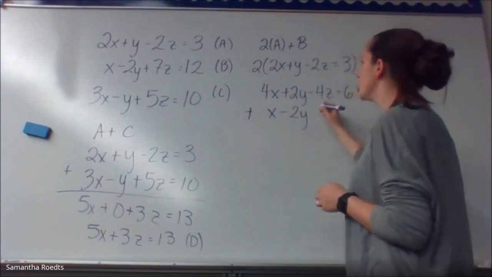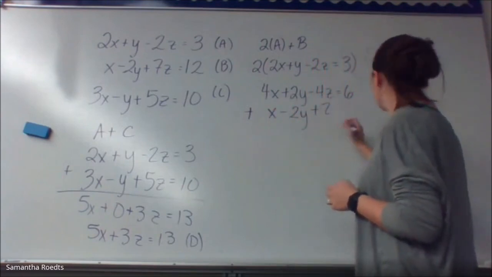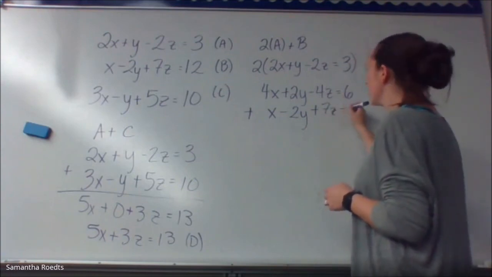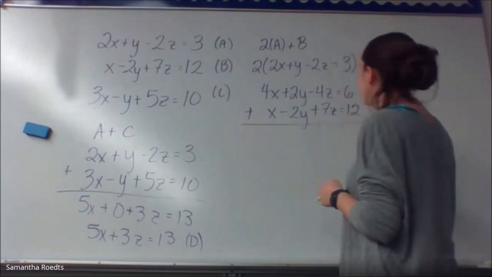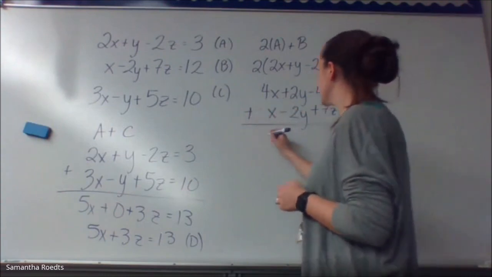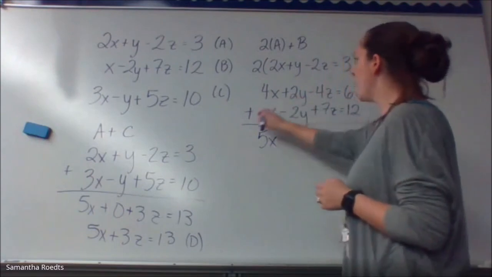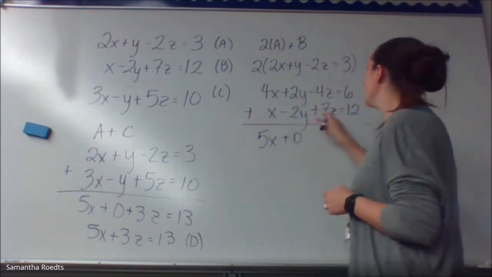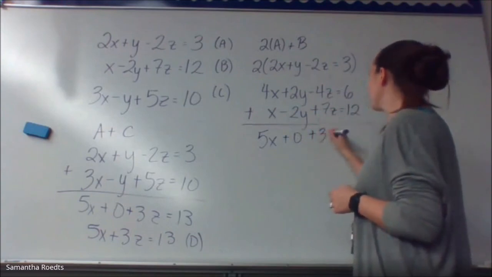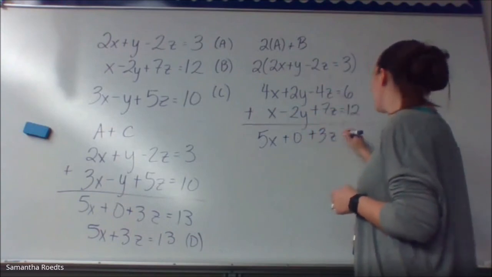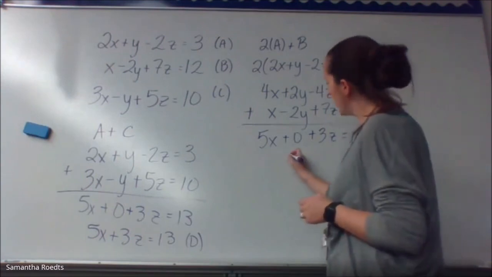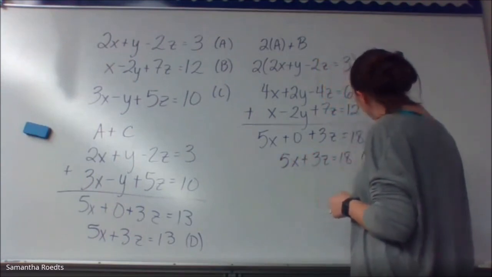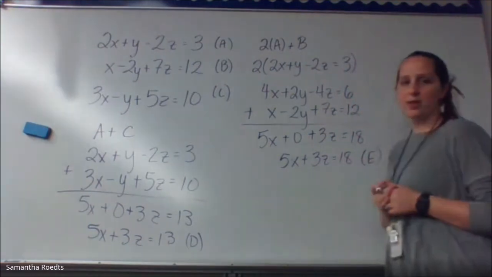which is x minus 2y plus 7z equals 12. Okay. 4x plus x is 5x. 2y plus negative 2y is 0. Negative 4z plus 7z is positive 3z. And 6 plus 12 equals 18. So now I have 5x plus 3z equals 18. I'm going to call that E.